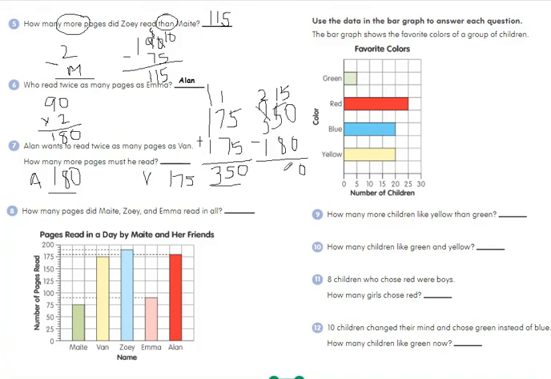So 15 minus 8 is 7. 2 minus 1 is 1. So Alan must read 170 more pages.